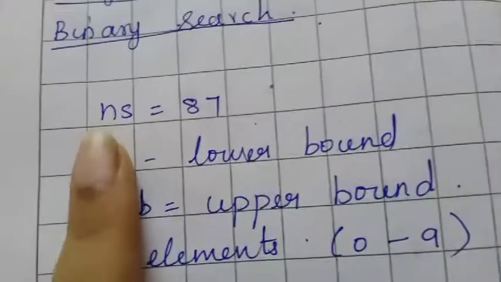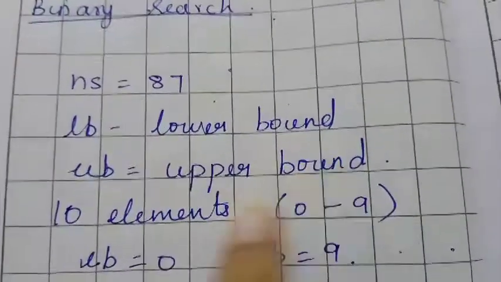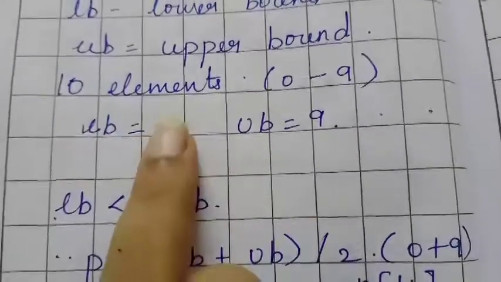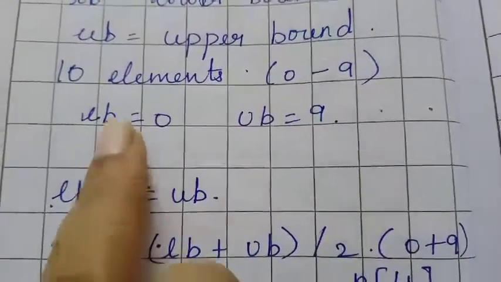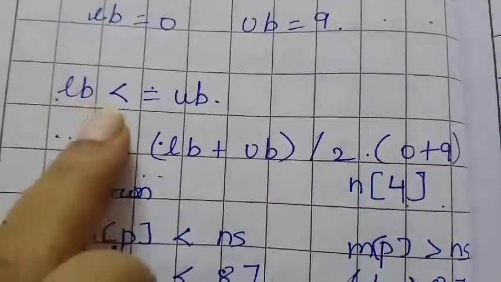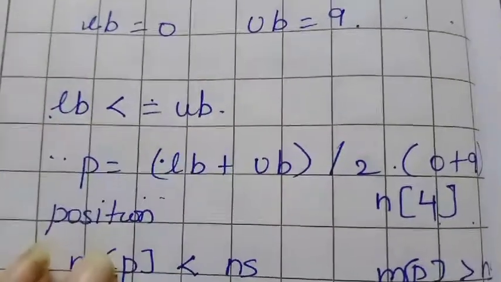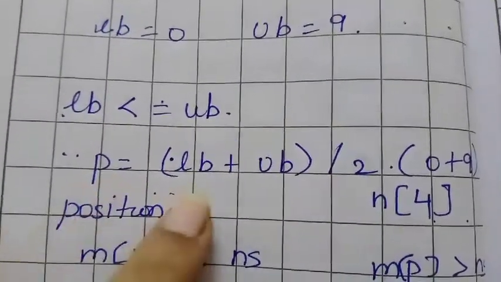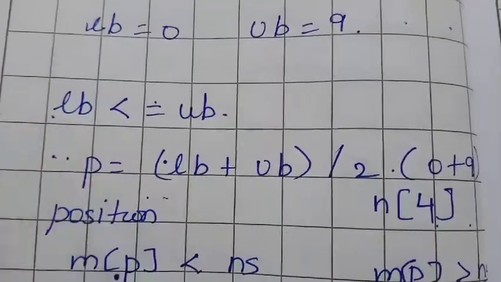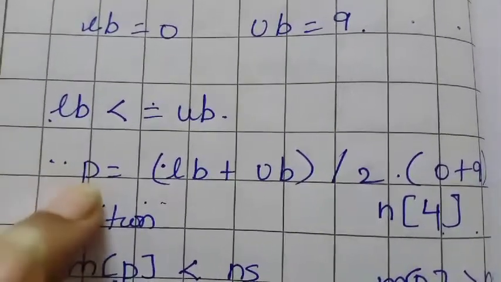For example, we will take the number to be searched as 87. LB is your lower bound and UB is the upper bound. 10 elements are there, so 0 to 9. So LB is 0 and UB is 9. If LB is less than or equal to UB, you enter the loop. So p is equal to, that is your position, the mid element position, you are going to find it.